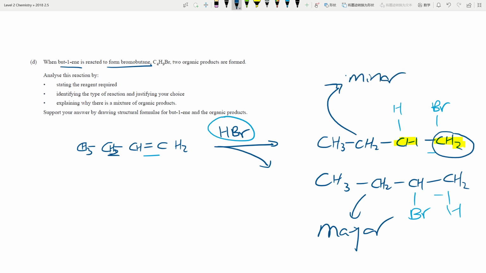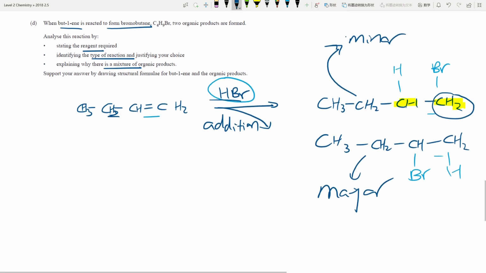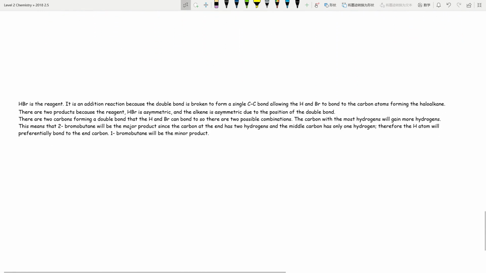Please don't explain this by just saying major, rich gets richer. That's not enough to give you the full points. So the reagent required is going to be HBr. The type of reaction is an addition reaction because you're breaking the double bond to add something across. And why is it a mixture? Because you have an asymmetric alkene, which can add the atoms in two ways. Okay, so you don't need to say Markovnikov's rule or anything like that. You just need to mention this.